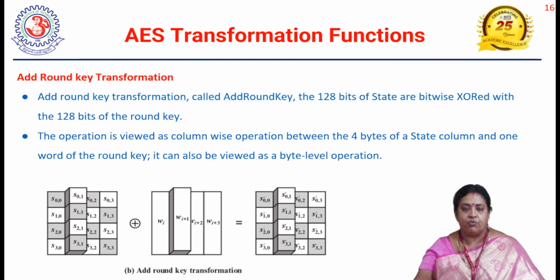The round key is of 4 words. Each word is of 32 bits. And this is viewed as a byte level operation. This is the fourth transformation that we call the add round key transformation. So here we are going to make use of the 128-bit key that is given as 4 words, each word of 32 bits. Here we perform the XOR operation between each column of the input state array and each word, so that we get the corresponding column of the output matrix.